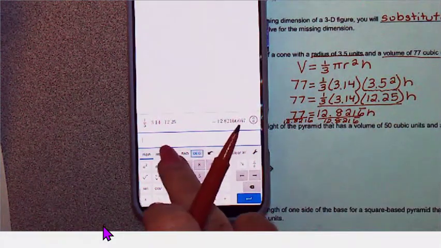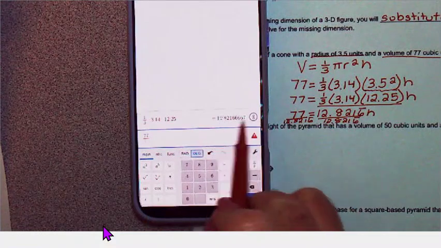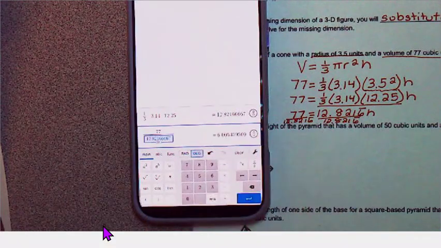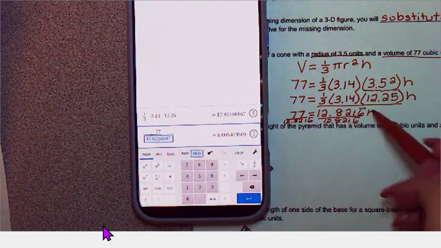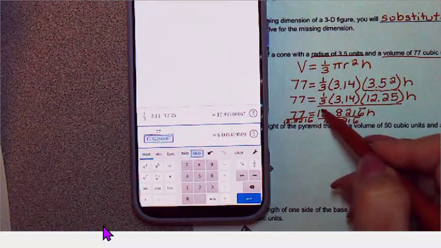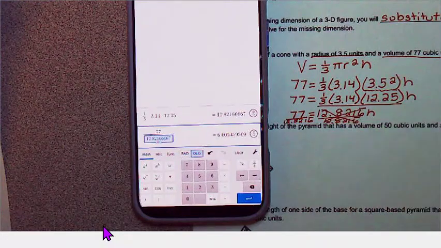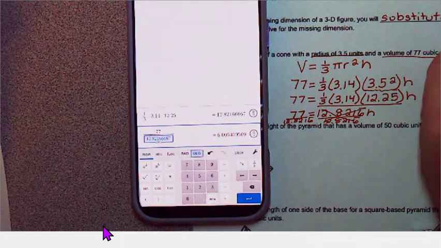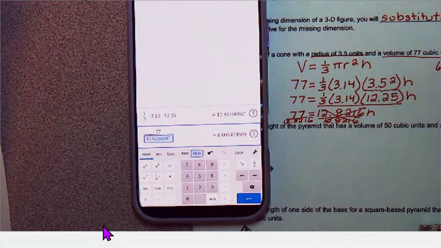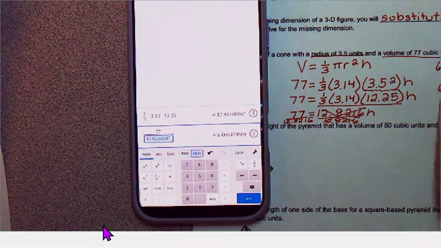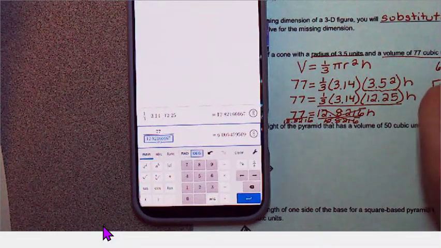So I can do 77 divided by, and I can put my answer button in. Remember, when you're solving an equation, these two would cancel each other out. So I would end up with 6.005 equals h. And if I'm asked to round to the nearest hundredth, which I probably am, the hundredth would be your first zero. The 5 would tell that 0 to go up. So it would be 6.01 equals your height.